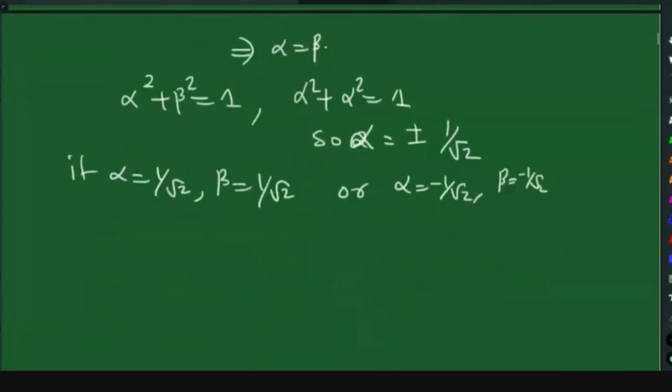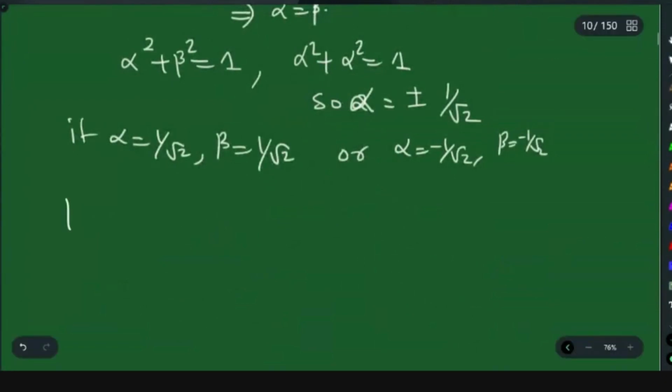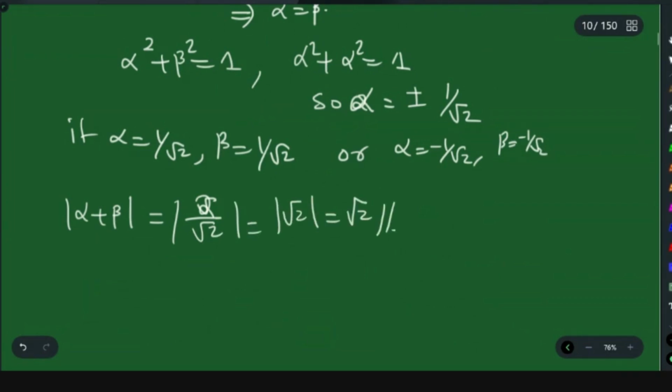So you can just look at modulus of alpha plus beta. What you will get? Modulus of alpha plus beta is in fact 1 by root 2 plus 1 by root 2. So it is 2 by root 2 that you will get. That is in fact root 2, right? Modulus of root 2, that is root 2. You understand this?